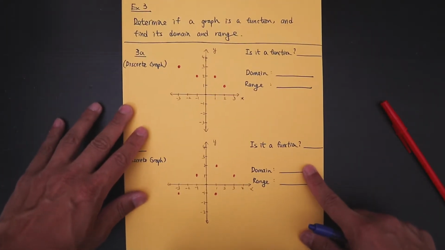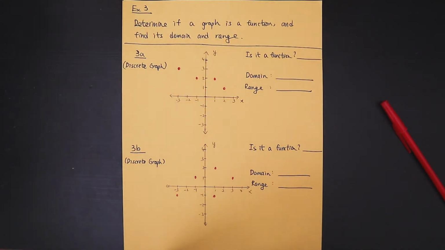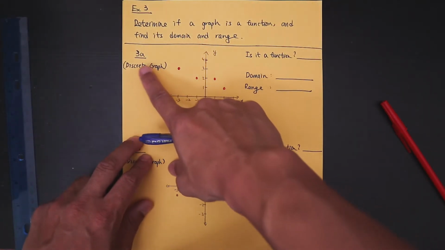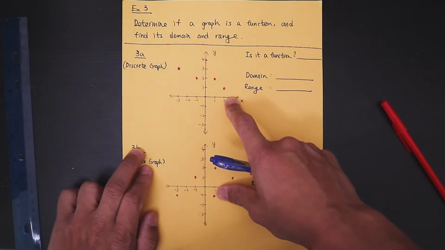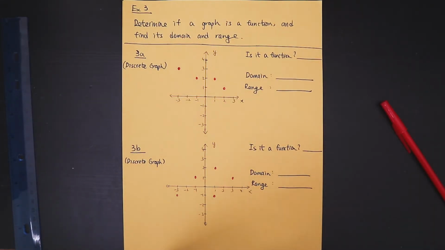In example 3, we're going to talk about whether a graph is a function, and same thing, find its domain and range. So here's a shortcut for you. There's 2 ways to do it. One is if you're given something called a discrete graph, which is just a bunch of dots with no lines, then all you have to do is something called a vertical line test.